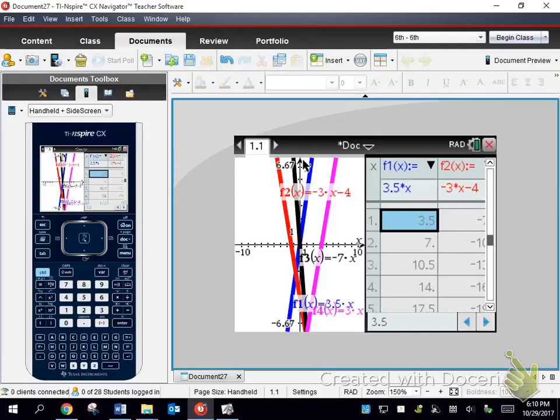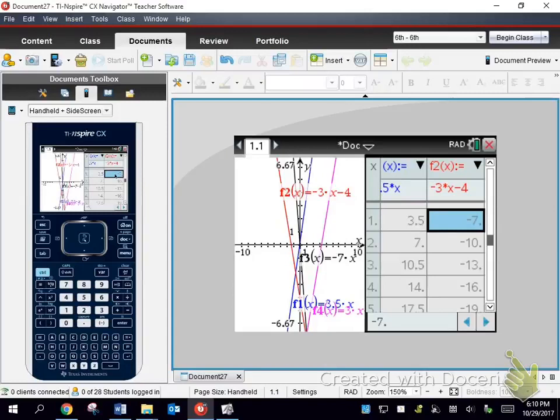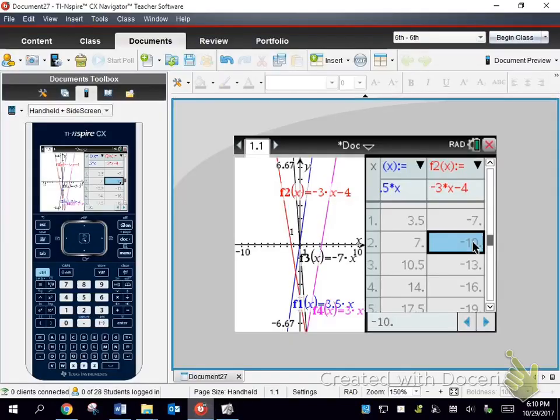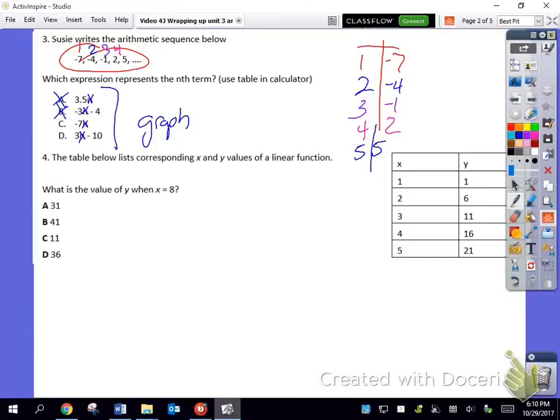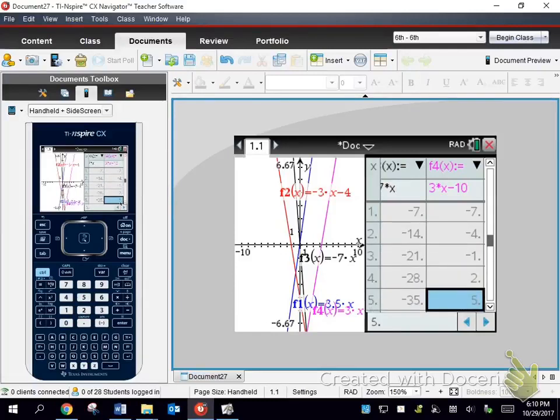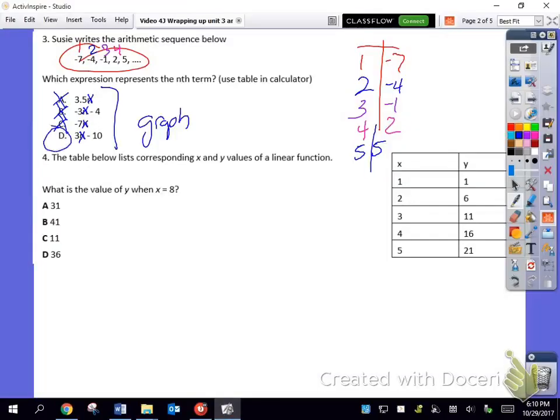So when I look at my table, the first one has to be a negative 7. So the blue one is gone. This one has a negative 7. Now look at your table. This should be a negative 4. That does not match. So the blue one and the red one are gone. So now I'm to the black one. Negative 7. Oh, that's a negative 14. So that doesn't match. So it means it should be D. Let's make sure. So arrow over. Starts with negative 7, negative 4, negative 1, 2, and then 5. Yes, that's a match. So my answer is D.